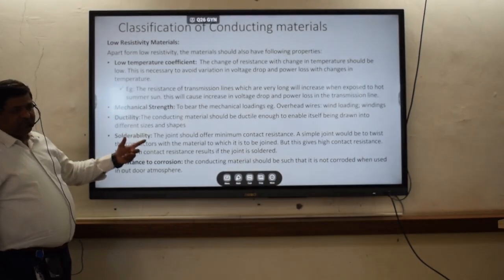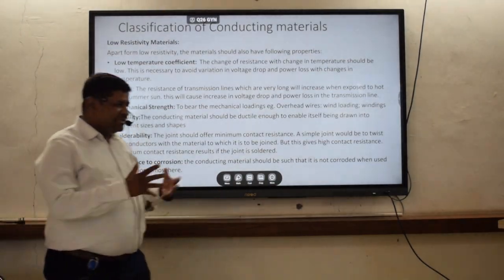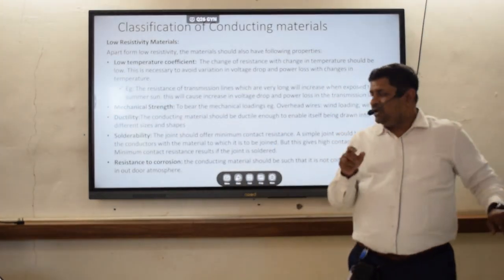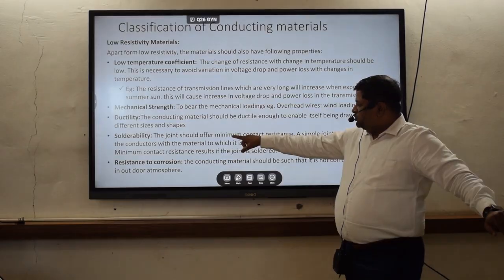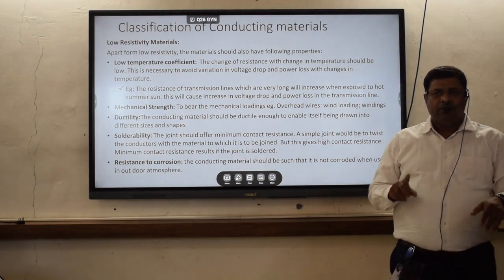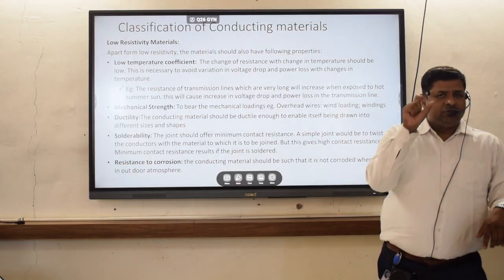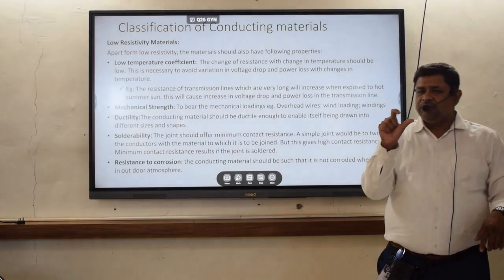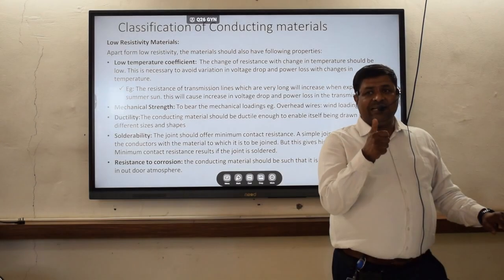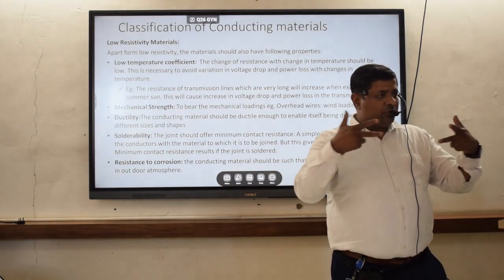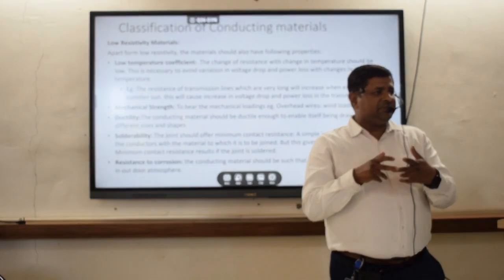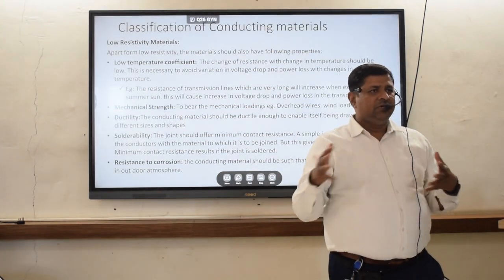Then solderability. As far as joints are concerned, sometimes I need to make joints, so it should get soldered easily. The joint should offer minimum contact resistance. मुझे power flow करना है ना, तो joint की वजह से resistance बढ़ना नहीं चाहिए. Resistance should not increase due to the joint. When I make a joint by welding or something like that, there is a possibility of increase in resistance. That means again voltage drop and power loss.